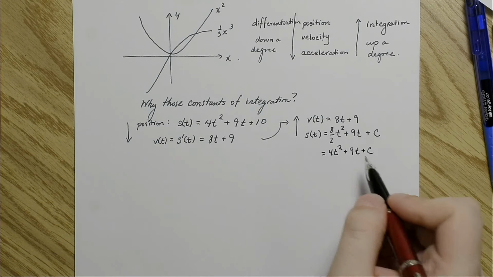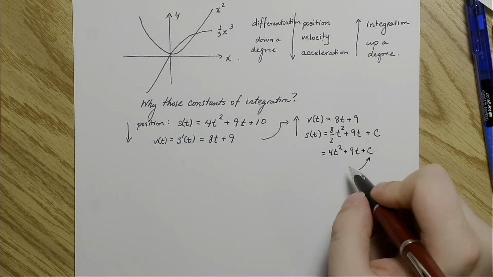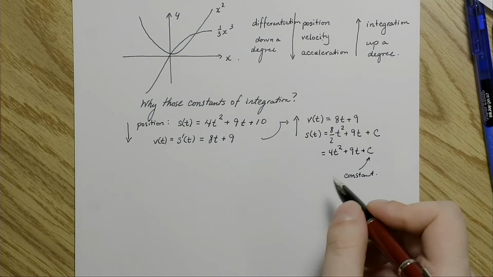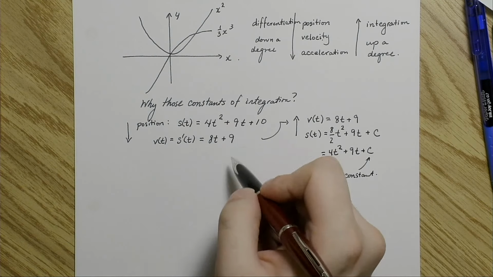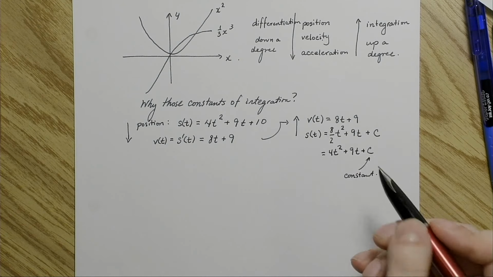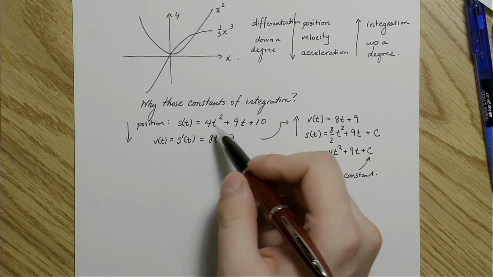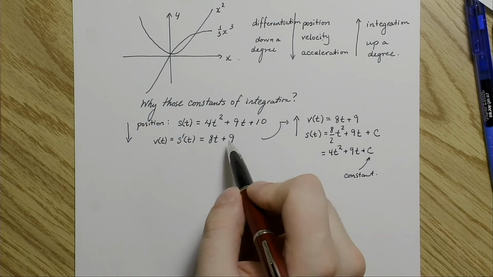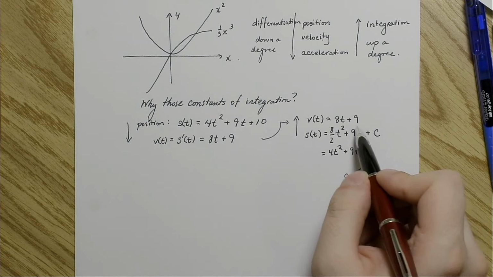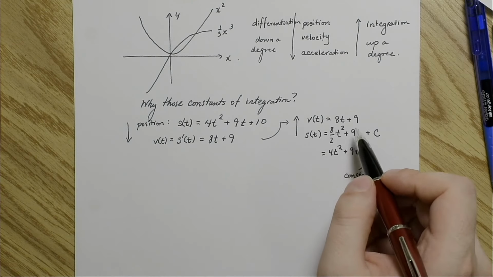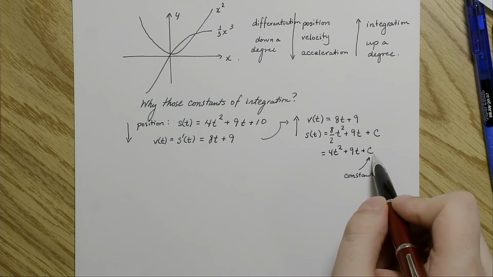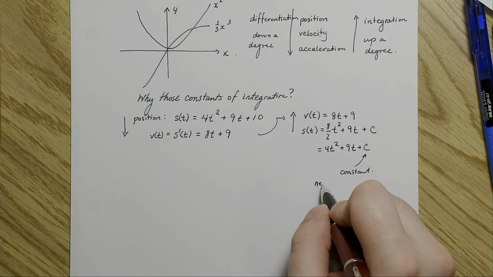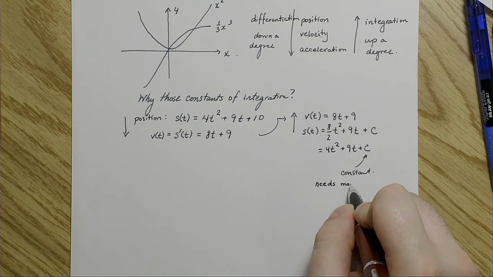But notice this is the constant, and I need more information. As I'm integrating, I'm kind of losing information. As you notice, when I have a constant, we just throw that away when we're differentiating. But now as we're trying to go up, doing integration, I have a constant that I don't know. So this needs more info.